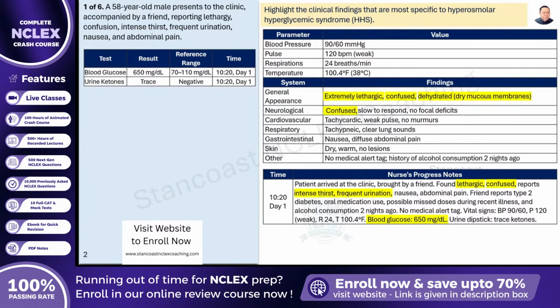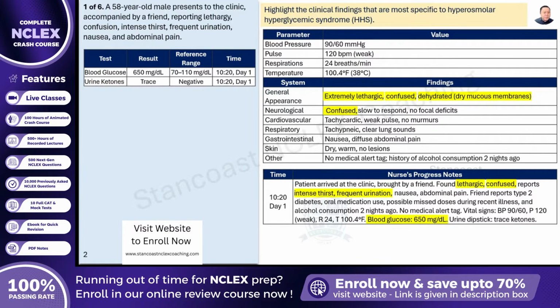Now, I think we have covered most of those specific manifestations. Now let's talk about those items that we're not going to highlight here. And one of those manifestations is the nausea and abdominal pain. You can find that in the second table right before the nurse's progress notes. So these symptoms are pretty general and can show up in many conditions like a gastrointestinal infection or even sepsis, and they're not really specific to HHS.